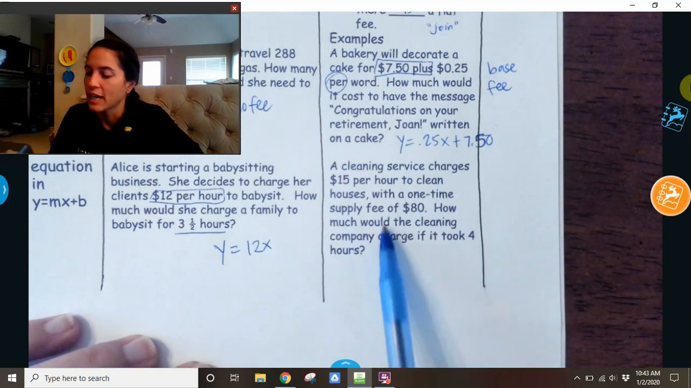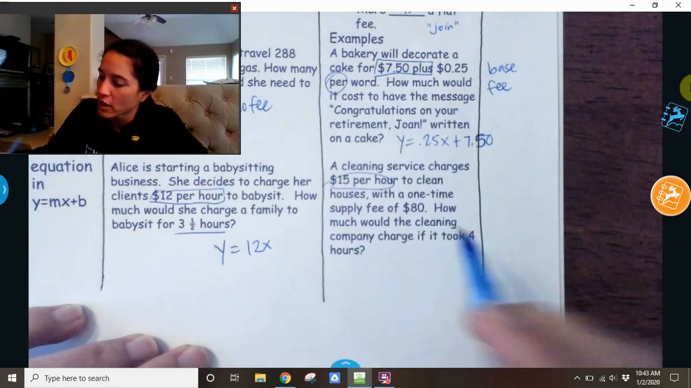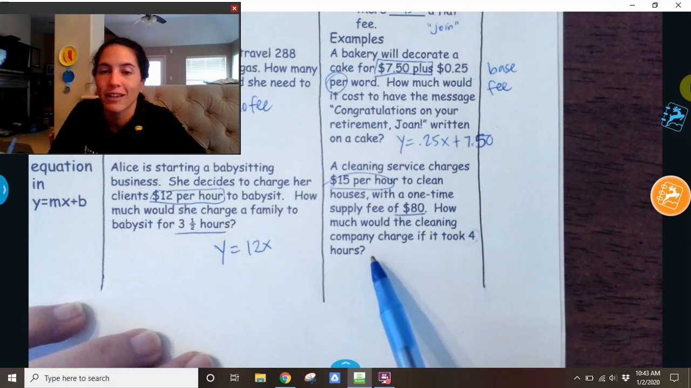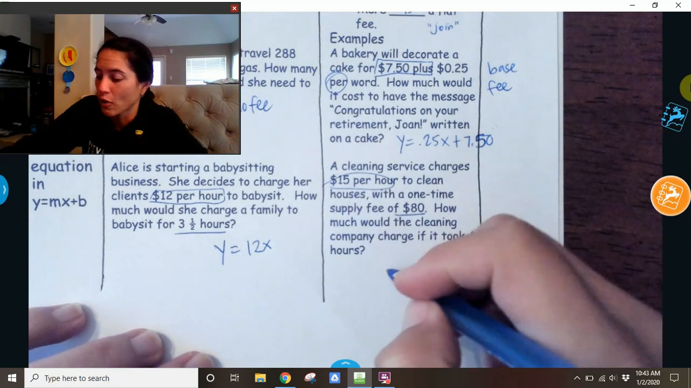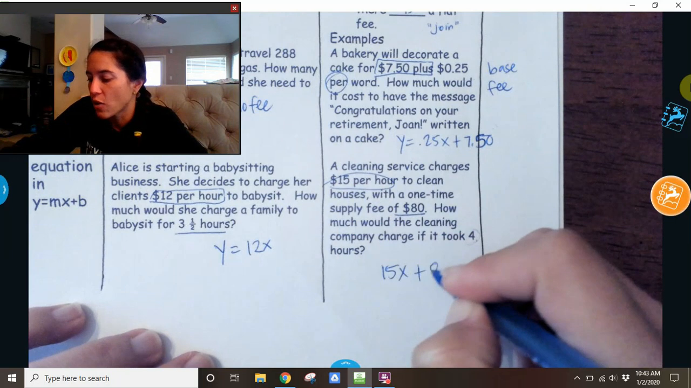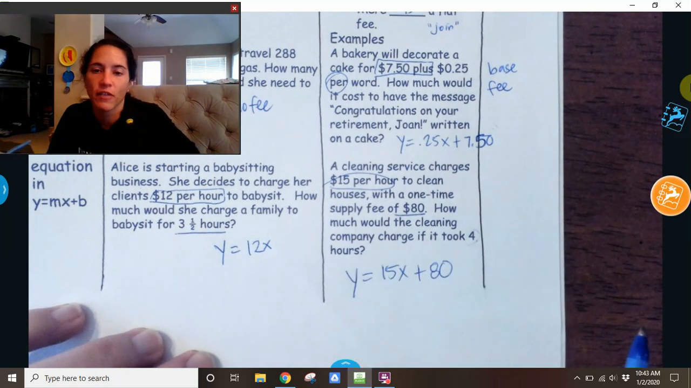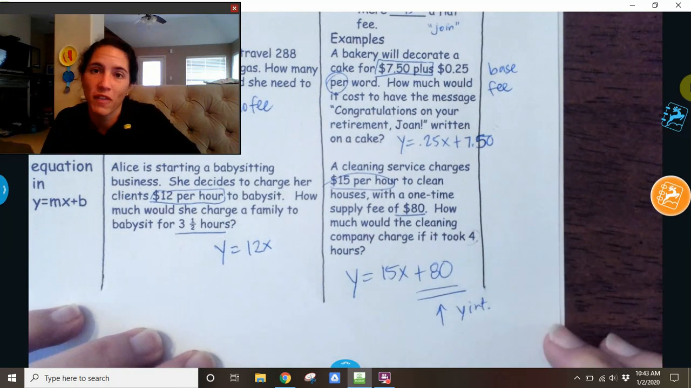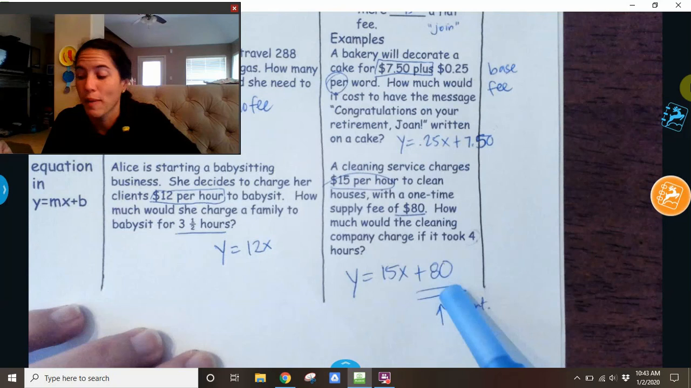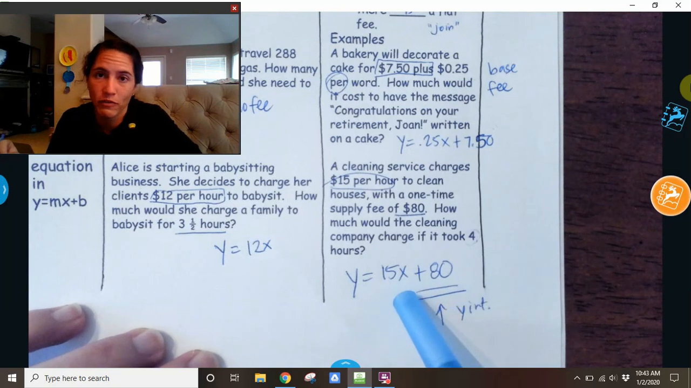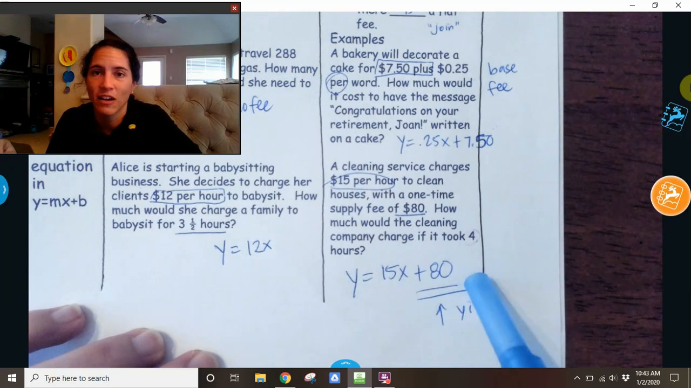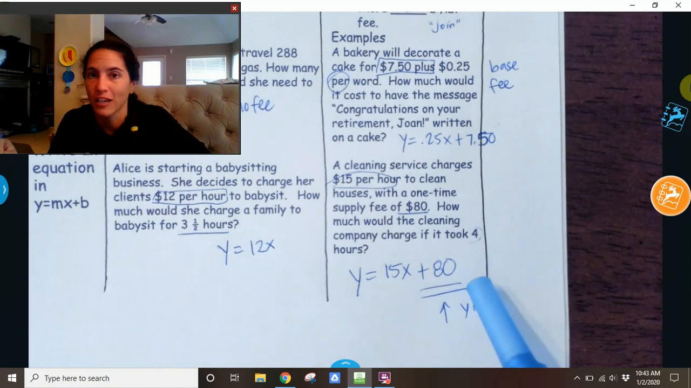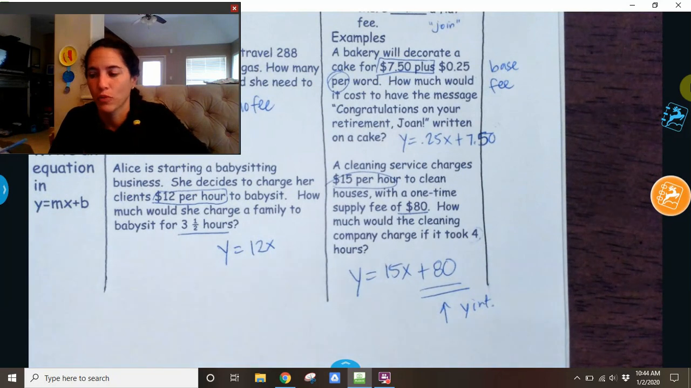A cleaning service charges $15 per hour to clean houses with a one-time supply fee of $80. How much would the cleaning company charge if it took 4 hours? Again, you see the $15 per hour, that's your slope, plus a one-time supply fee of $80. This right here is the y-intercept. That means before they even come over to your house, you have to pay $80 for them to buy the supplies. Then you pay $15 per hour. So you have to pay $80 for them to just come over before they even start cleaning, which means that's a flat fee, a supply fee, and that would mean it's non-proportional.